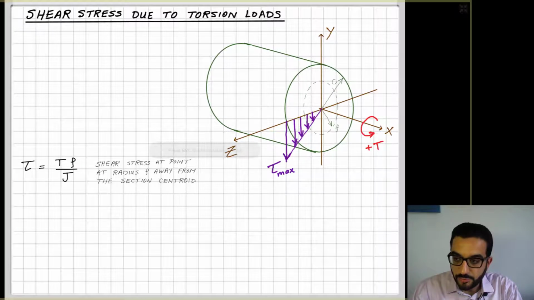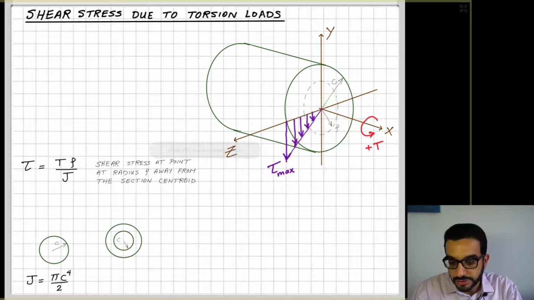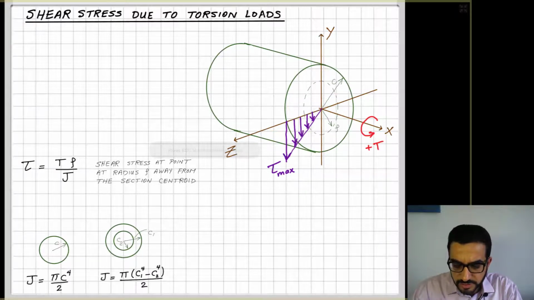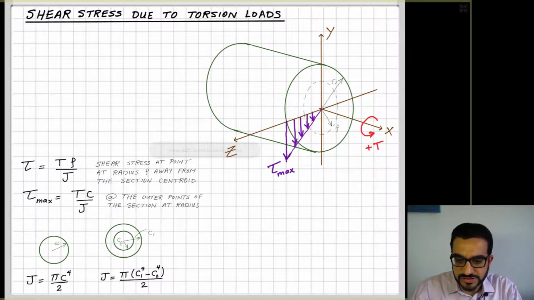And we see here tau max, the maximum tau. I cannot go forever because rho doesn't go forever, so tau max will develop at the maximum value of rho, which is here. So tau max will be at the maximum value of rho, which is actually C, the outer radius of the shaft. And then the other thing I want to highlight here is also J, the polar moment of inertia.